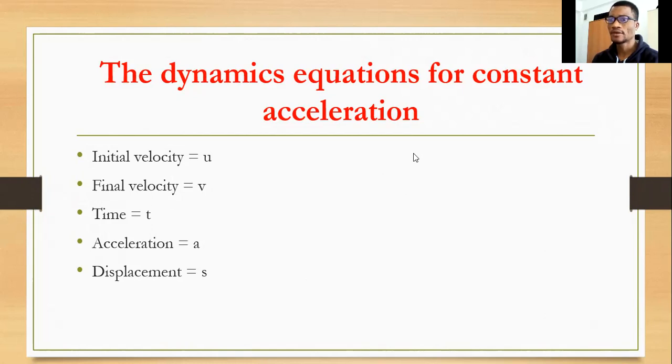Then we have final velocity, which is represented by letter V, and our time is given as t. Acceleration is given as a, and then we have displacement, which is s. So you are going to see all these letters in the equations I'm going to talk about. So pay keen attention and enjoy.